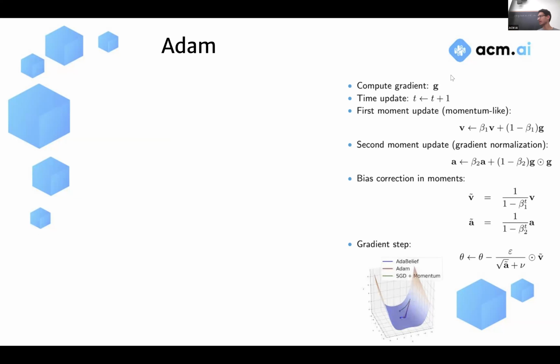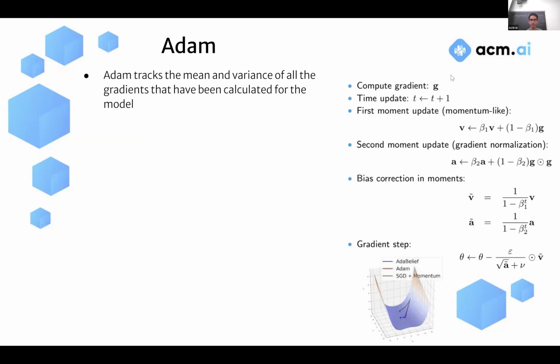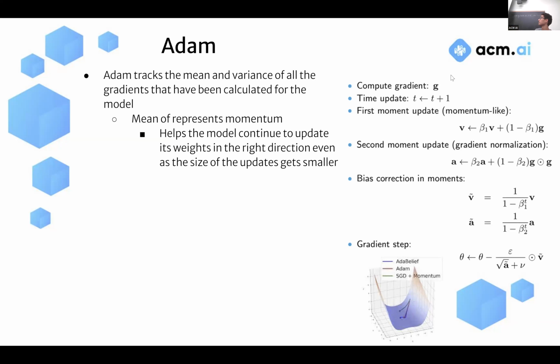Lastly, we have Adam. So Adam is going to combine the insights that we get from momentum-based gradient descent and AdaGrad. What that's going to do is calculate the mean and the variance of all the gradients that have been calculated for the model. So the mean represents the momentum. And this momentum is going to help the model continue to adjust its weights in the right direction, even as the size of the updates gets smaller. So this is the comparison that we discussed last time between the purple marble and the blue marble.